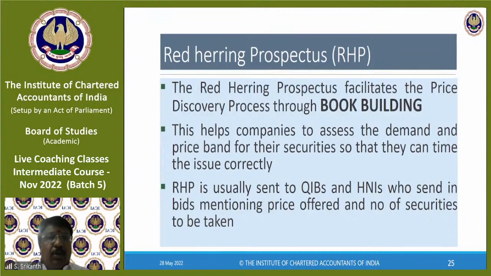Okay. So the QIBs and HNIs will send in bids mentioning the price offered and the number of securities to be taken. This will be entered in the book. At the end of the exercise, they will decide what is the ideal price, put the price there and send it.